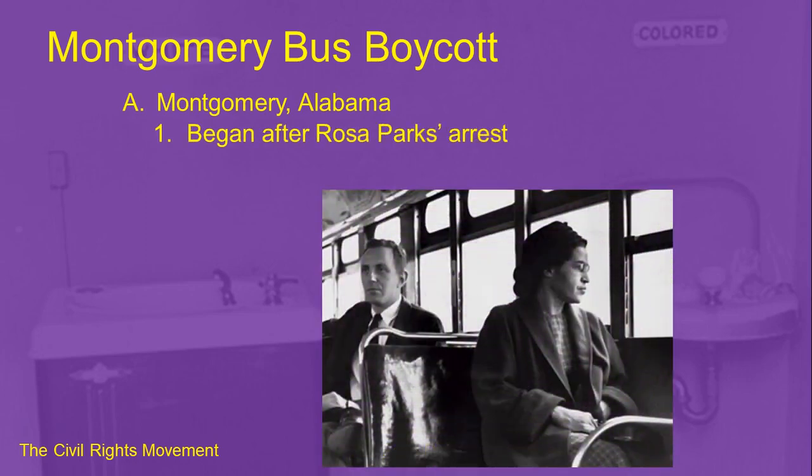Now, Brown versus Board of Education is important. Another important instance in the early civil rights movement is the Montgomery bus boycott. It took place in Montgomery, Alabama, and you probably know the story of Rosa Parks being arrested. Rosa Parks had a full-time job. She was a laundress. She worked in a laundry, but she was also a secretary for the Montgomery chapter of the NAACP.